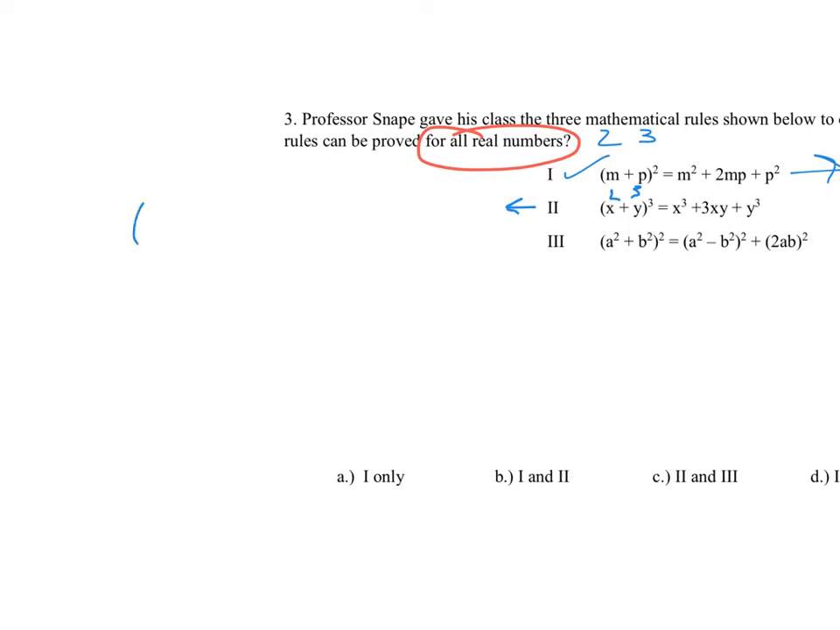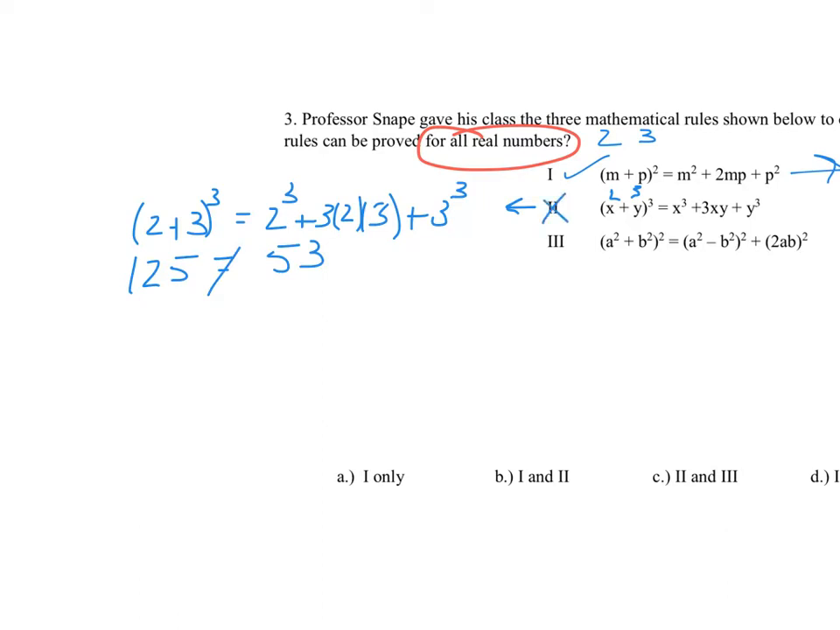So my first side is 2 plus 3 cubed equal to 2 cubed plus 3 times 2 times y, which is 3. So let me just undo that. Alright, so that's 3. And plus 3 cubed. Okay, so now I'm going to plug the left side into my calculator. It gives me 125. My right side gets me 53. That is not equal, so I know that rule 2 doesn't work.